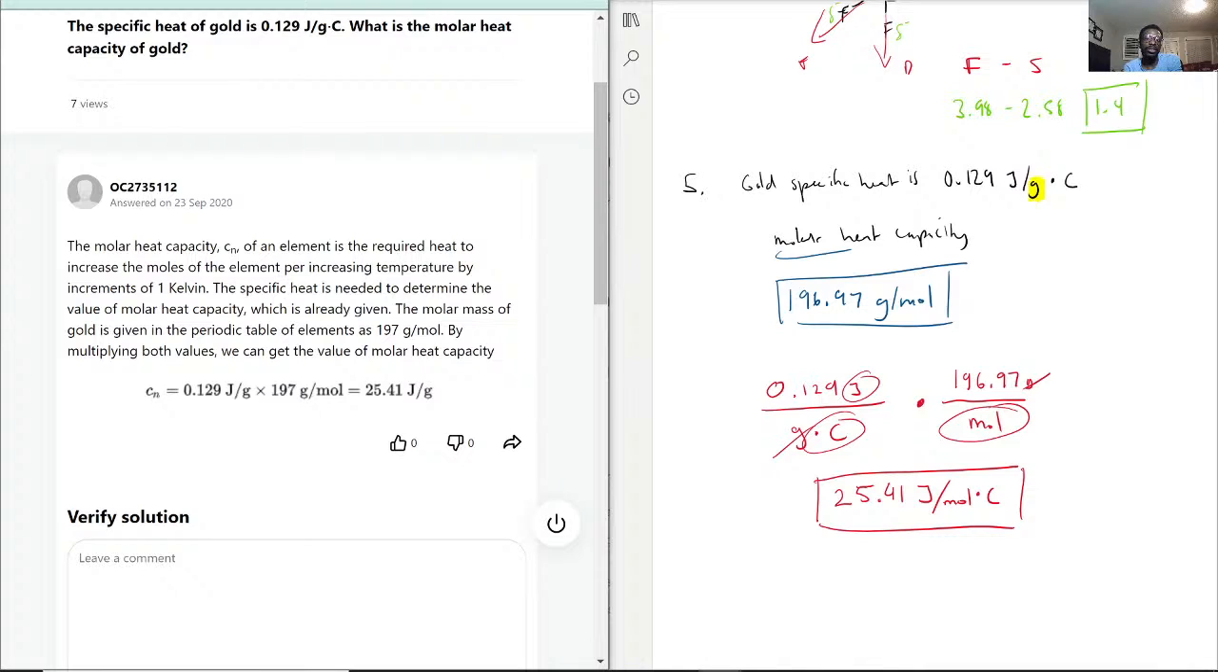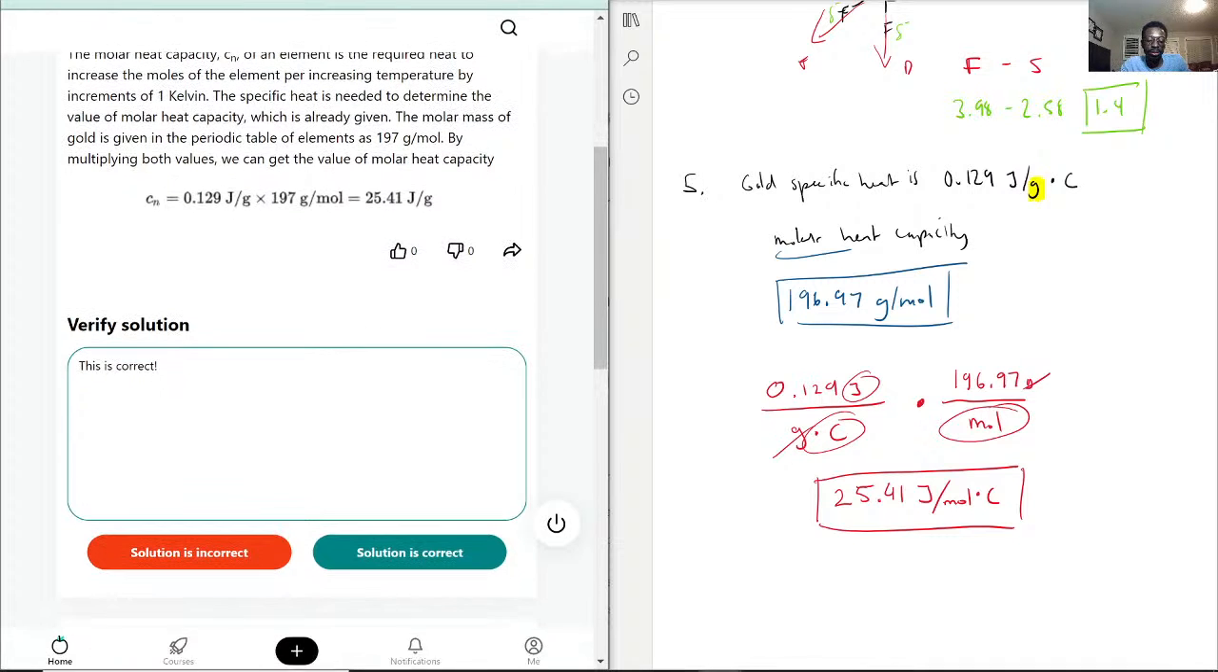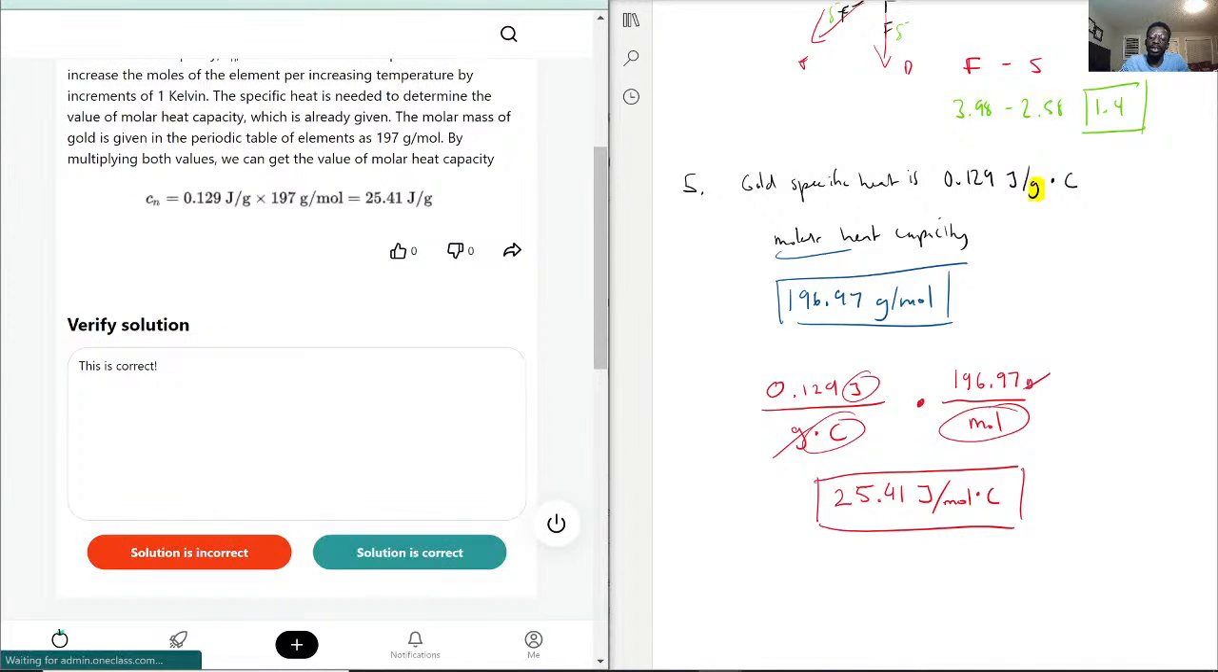I'd always put that there just because, you know, on the off chance they say, oh, there was a change in like 20 degrees, and then they ask you to calculate the amount of joules from there. It's just good to have that unit there so you know how to factor it in. But other than that though, this is correct. So with that, let's move on to the next question.